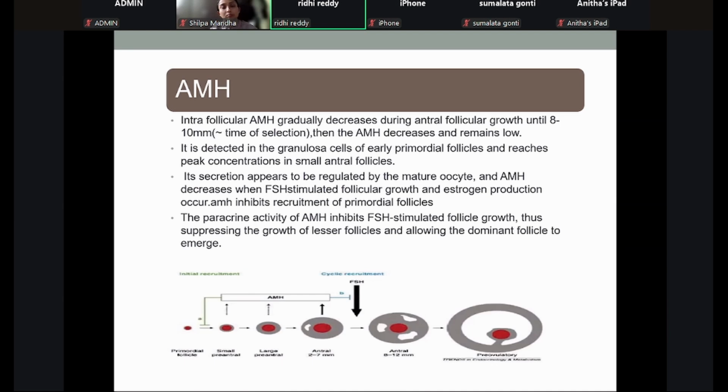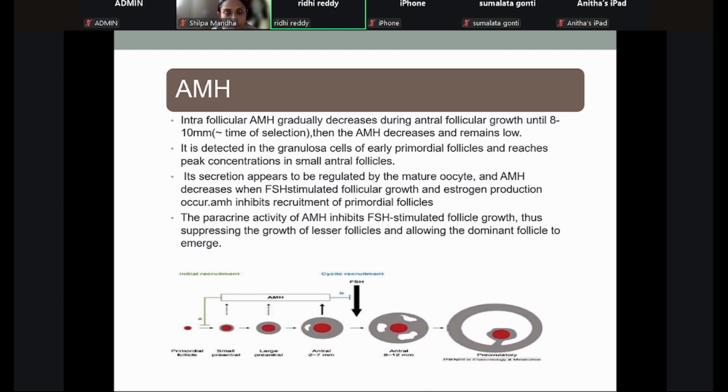So AMH. AMH is detected in the granulosa cells of early primordial follicles and reaches peak concentration in small antral follicles. Its secretion appears to be regulated by the mature oocyte. So usually AMH is secreted by the primordial follicles and also small antral follicles. Whenever there is more AMH, it acts as a brake. AMH decreases whenever there is FSH. So for the follicle to grow properly, AMH should be low. AMH decreases whenever FSH stimulates follicular growth and estrogen production occurs.